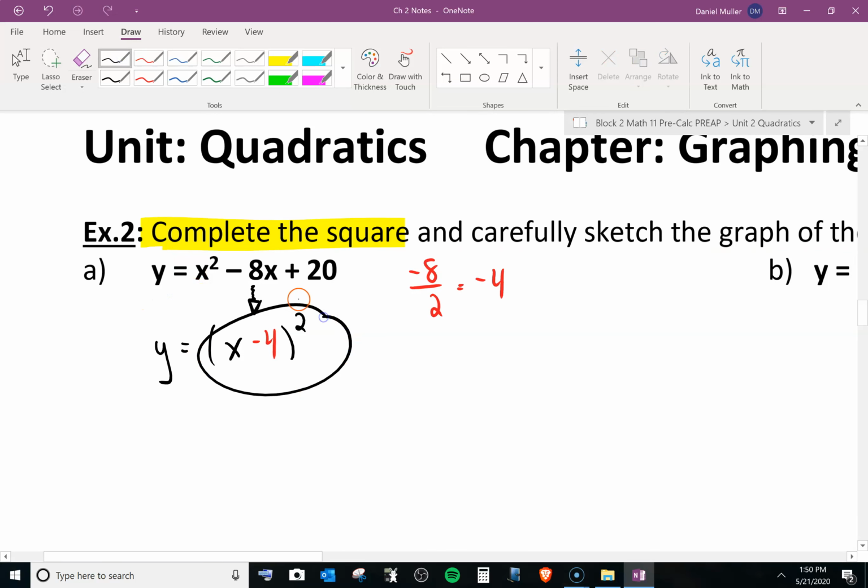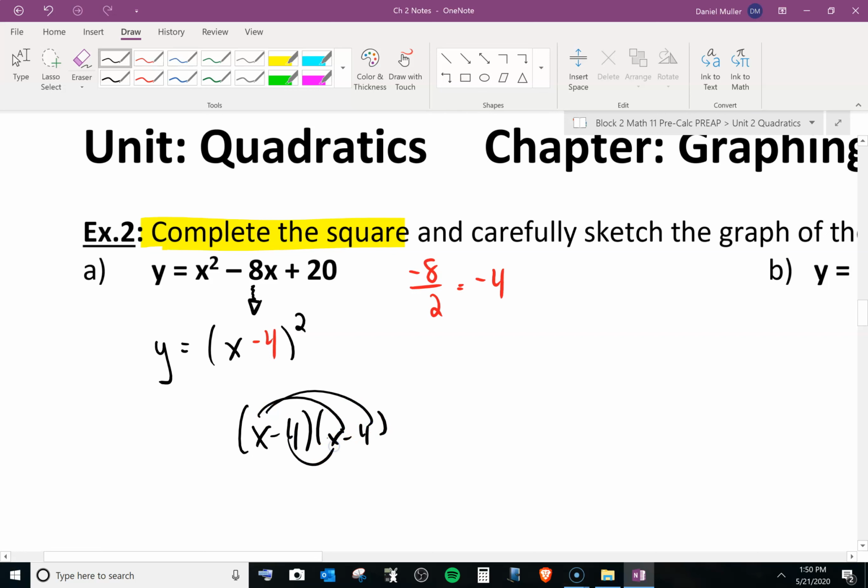Then I need to FOIL this, except I don't FOIL it. And if you FOIL it, you're going to get x squared minus 4x minus 4x, which is minus 8x, and then you get a positive 16 at the end. So there's some stuff, and there's a positive 16. I need a positive 20. So how do you get there? Well, we're going to have to add 4.